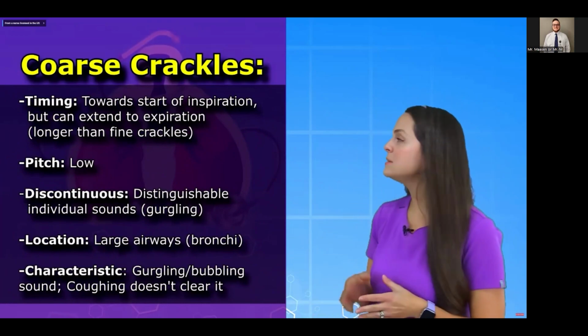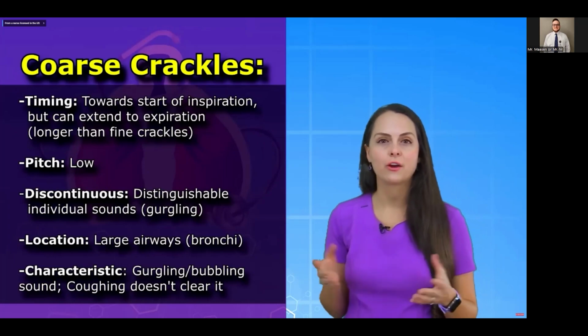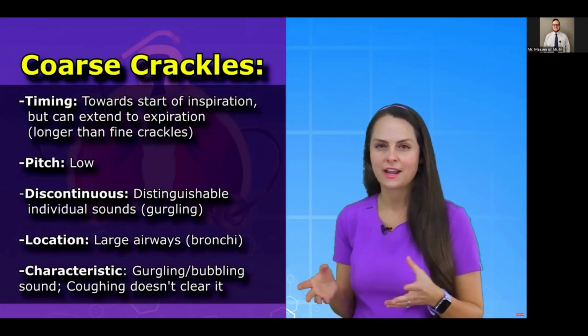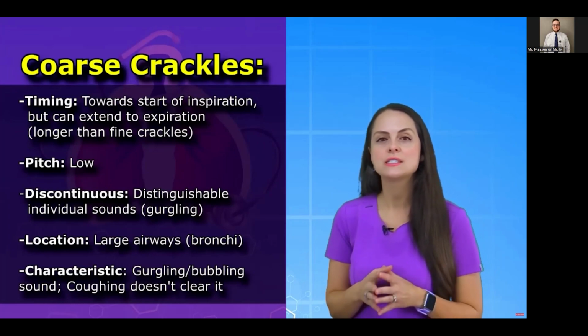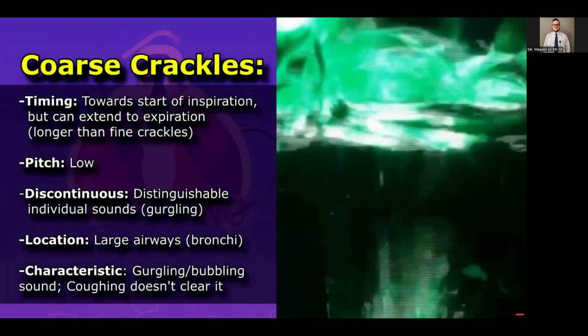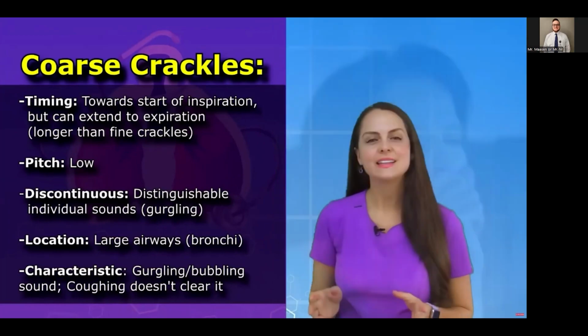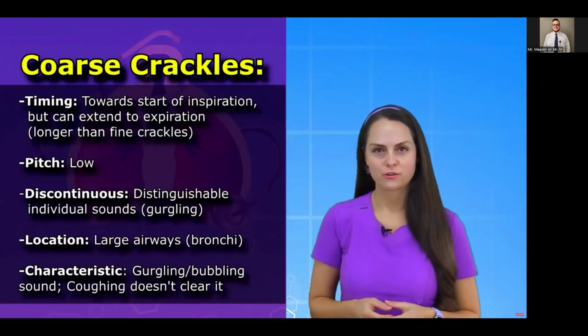In addition, they tend to be located in the large airways, such as the bronchi, and they have specific defining characteristics. These coarse crackles tend to sound like a gurgling or bubbling sound that is not cleared with coughing. And again, let's listen to this audio of coarse crackles.